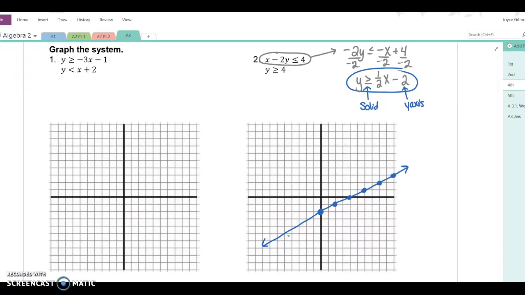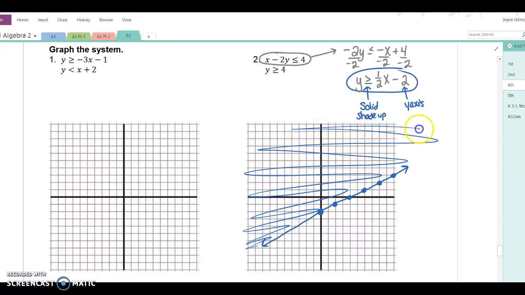And then we need to decide shade up or down. So think about greater than. Greater than means bigger, so shade up. So I'm going to write that in here, shade up. Try not to shade too dark because we are going to have to put another graph on top of this.